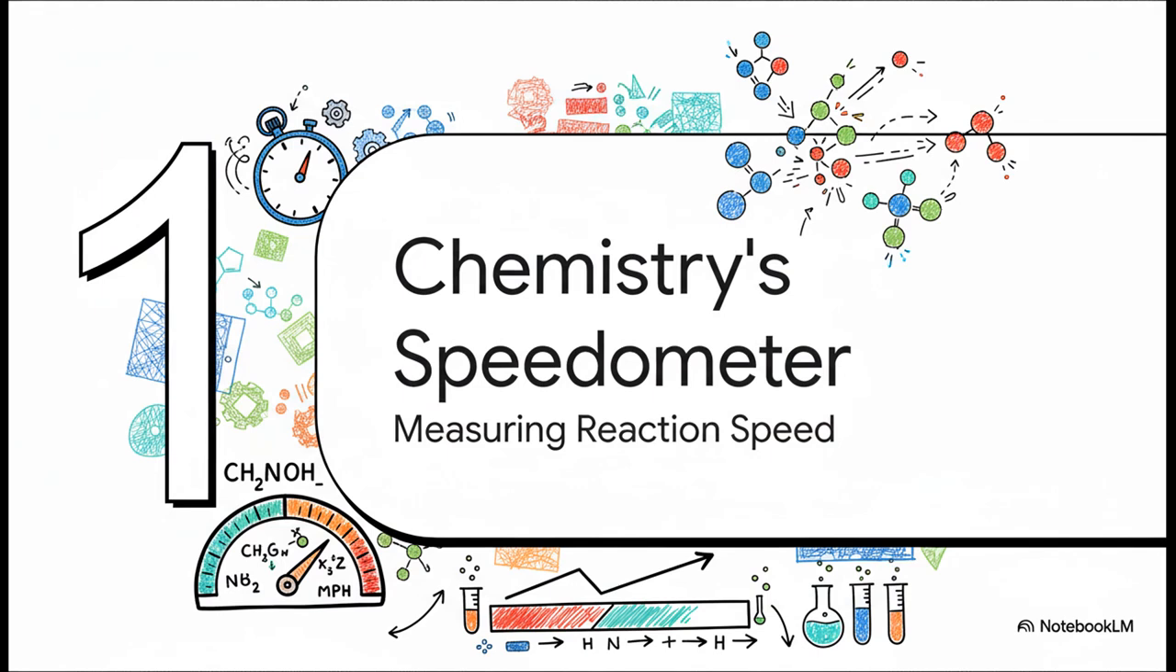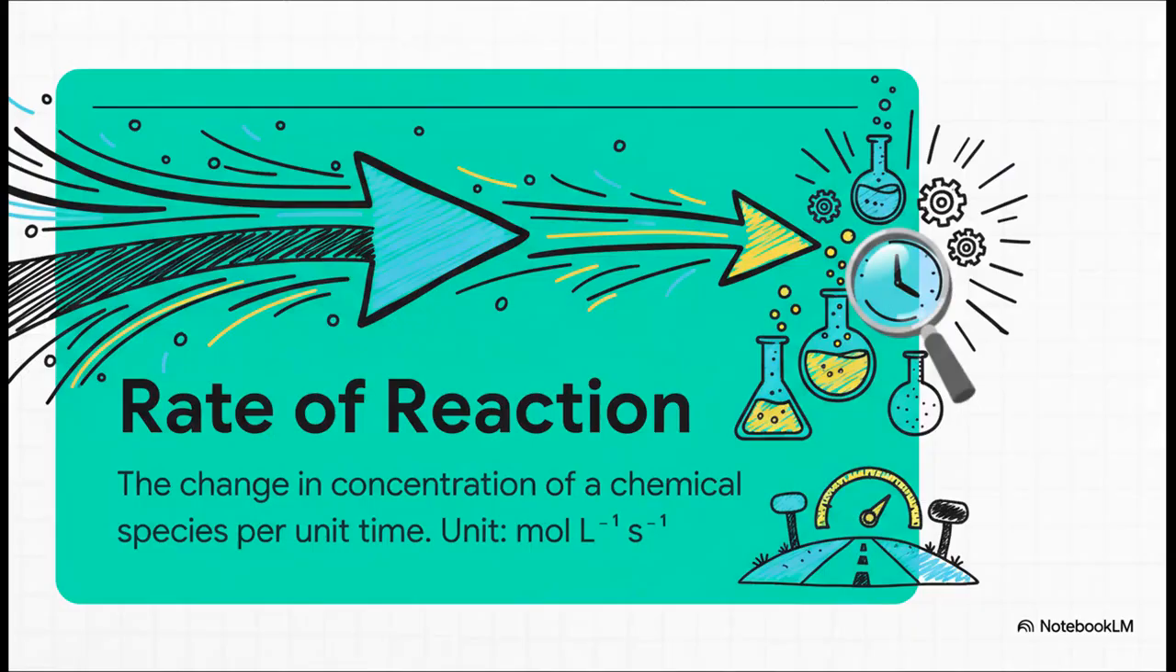Okay, so if we're going to get a handle on reaction speed, the first thing we've got to do is, well, measure it. And you can think of this like a speedometer, but for chemistry. Let's take a look at how it works. And here it is, the rate of reaction. It sounds complicated, but it's really just this: how much a chemical's concentration changes over a certain amount of time.